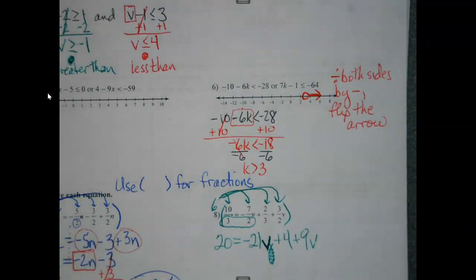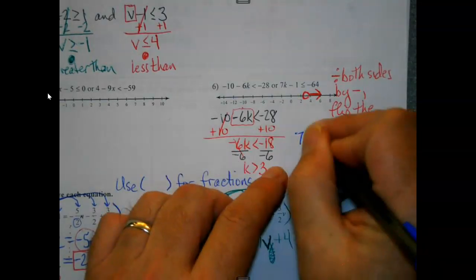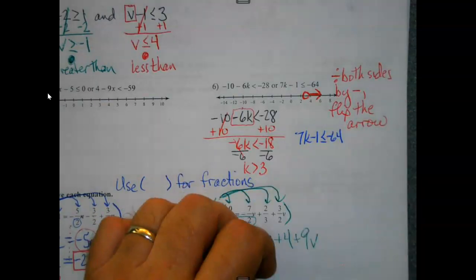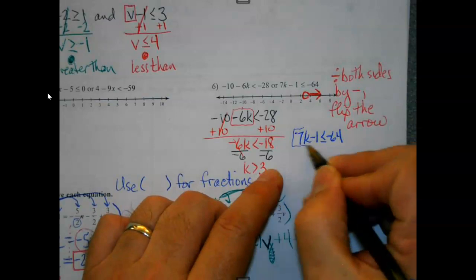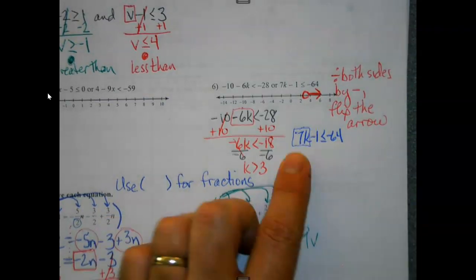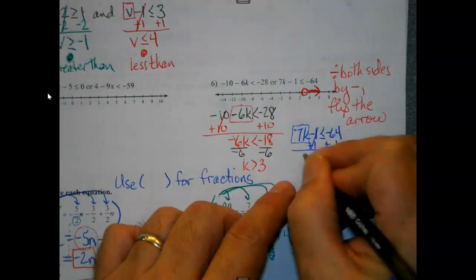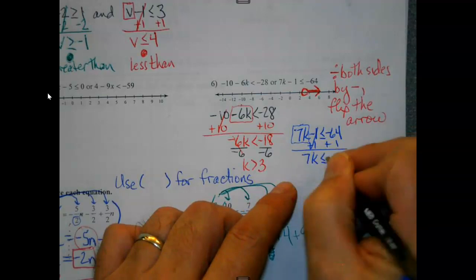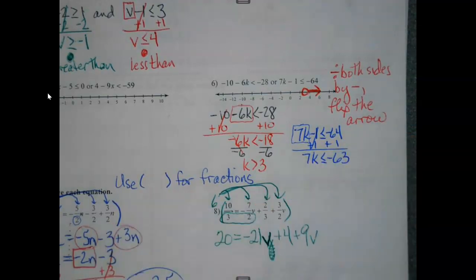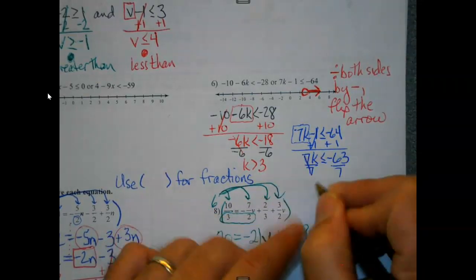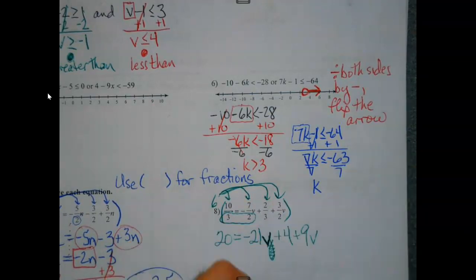Now, when I do the other part, I'm doing the same idea. I'm like, okay, I want to get the 7K alone. We're going to add that one over. Now, here's why I want to make sure we don't get confusion. So I look at this one, and I go, okay, so I'm dividing by 7. Now, Hardy, there's a negative right there, so I flip the arrow, right?